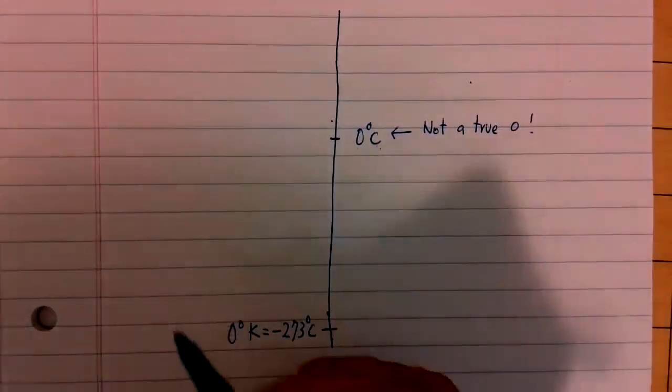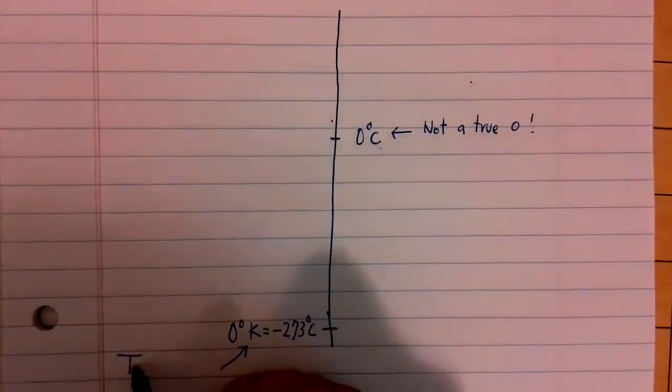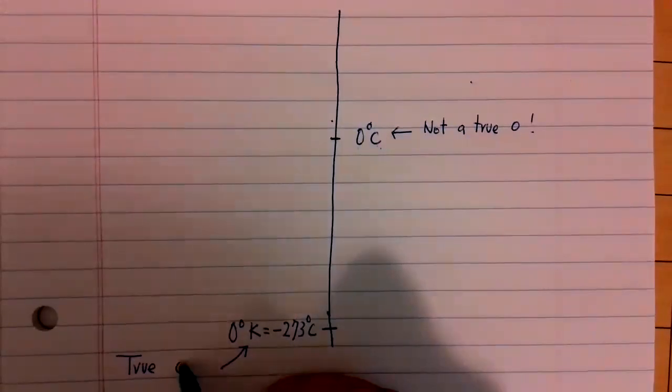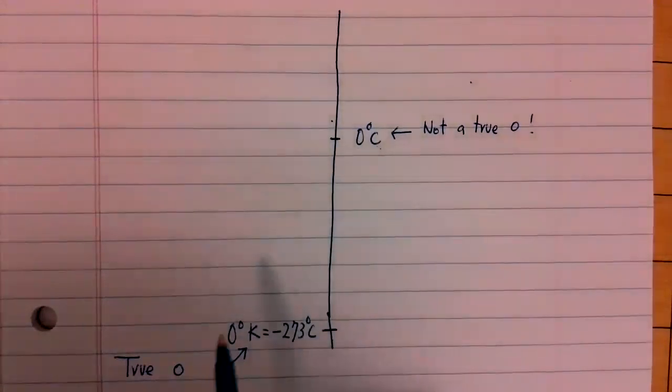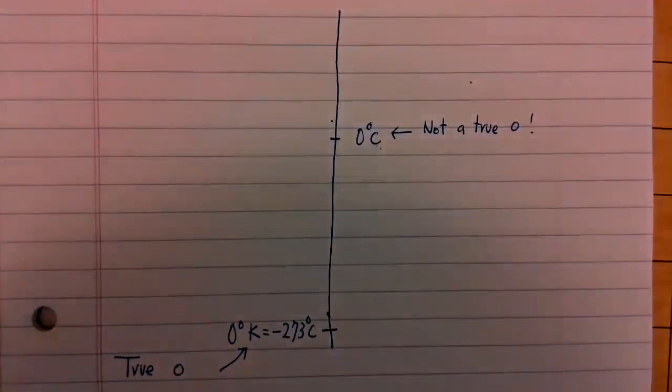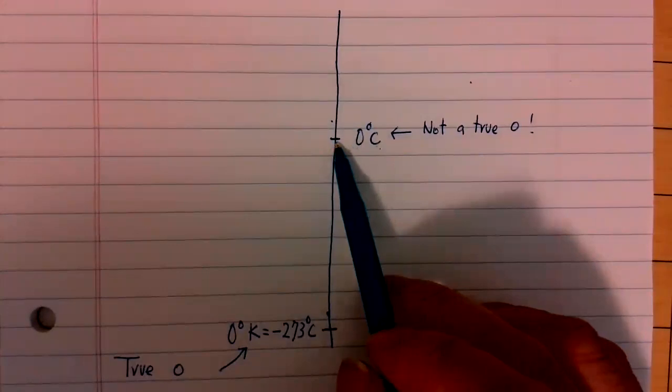Okay, listen, 0 degree Kelvin. This is a true 0. Why is this a true 0? Because if every material in our universe comes down to this low temperature, everything freezes. So this is a true 0. This is not a true 0.